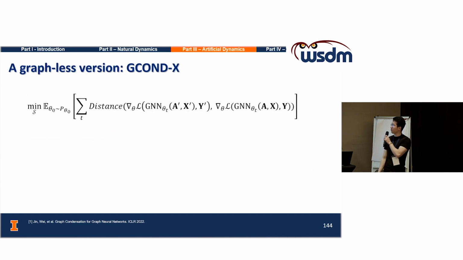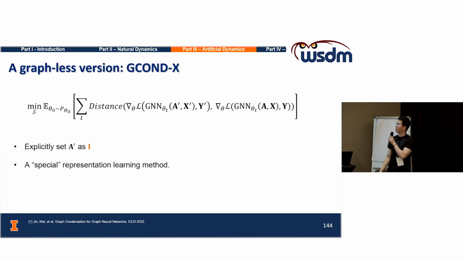They also propose a graphless version, which is a variant of the full version GNN. Instead of learning both the adjacency matrix and the node feature matrix, they claim that we might directly set the learned adjacency matrix as I, the identity matrix. In other words, maybe we do not need to learn this topology. We can directly learn tabular data. So the core idea is that they try to condense a large graph data into a small tabular data.